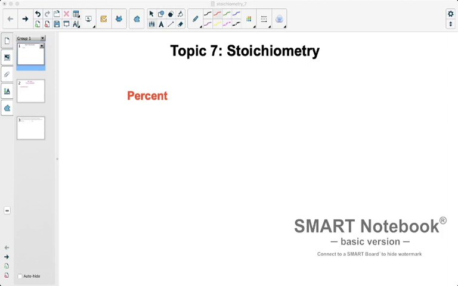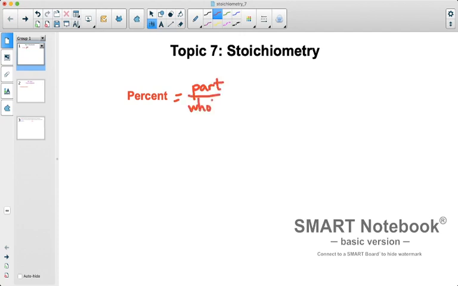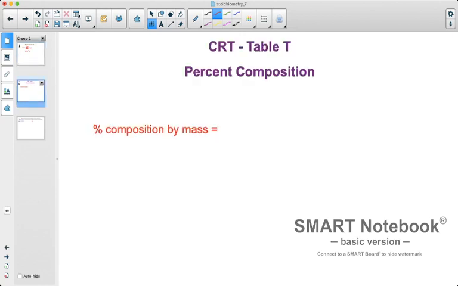Welcome everyone. In today's lesson, we're going to be looking at percent. Mathematically, percent is defined as the part divided by the whole times 100. And the units end up being just percent. In chemistry, our version is known as percent composition.